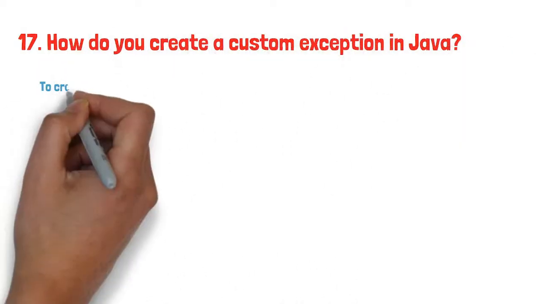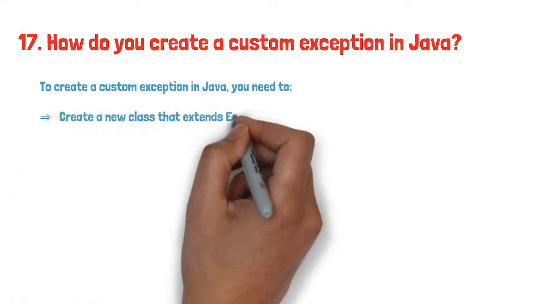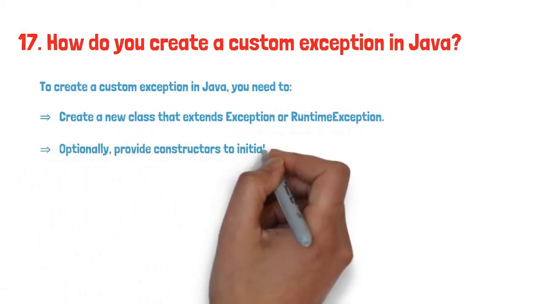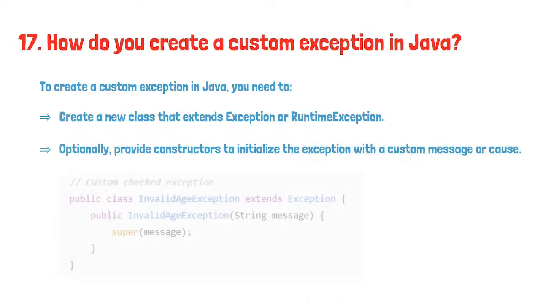To create a custom exception in Java, you need to create one class that extends Exception or RuntimeException. Optionally, you can provide a constructor to initialize the exception with a custom message or cause. For example, you are going to write one custom exception for InvalidAgeException. So you should extend Exception, and there you can write your InvalidAgeException by passing the message, and there you can write the message according to your requirement.